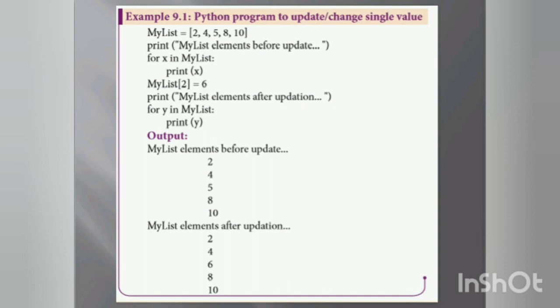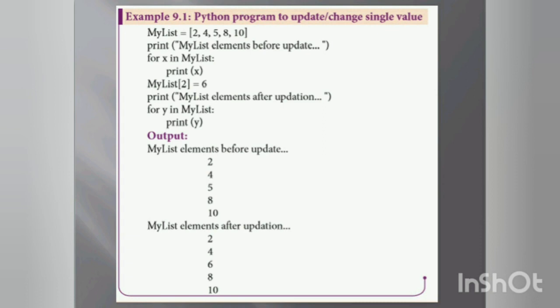A for loop is mainly used to access one element at a time. For x, x is the index variable, in is the membership operator, and the name of the list is my list. So it will access one element from the list. Then print of x, after accessing one element, it prints that particular element. Next, the same list: 2, 4, 5, 8, 10 is the actual list.